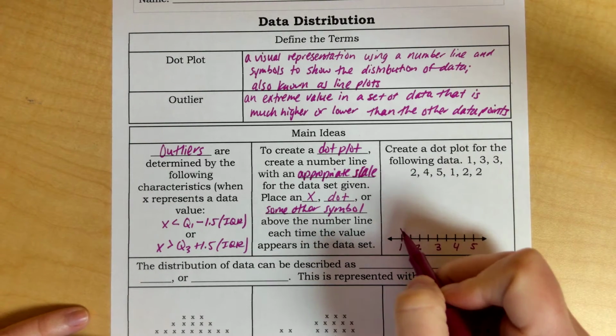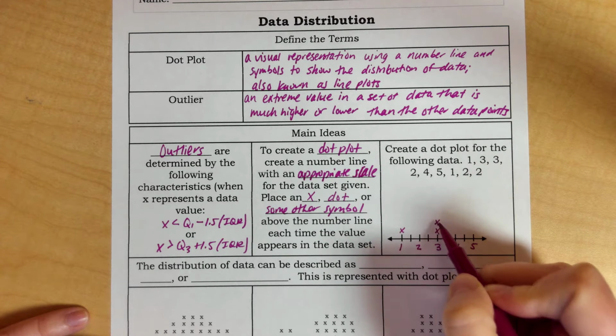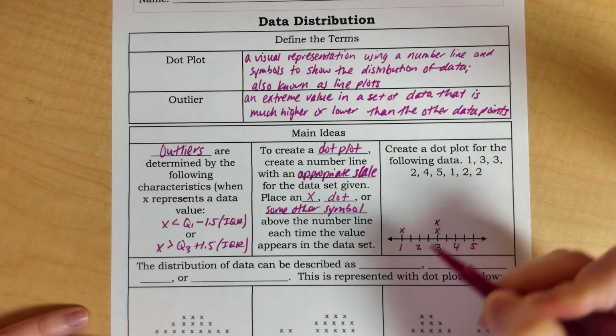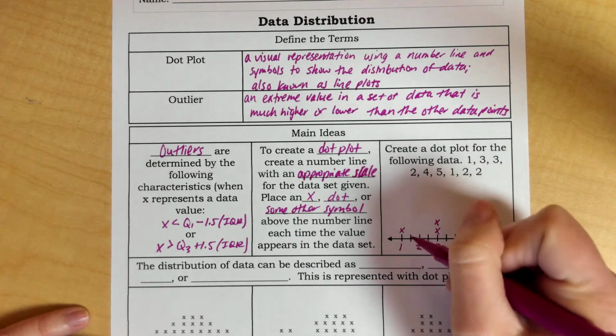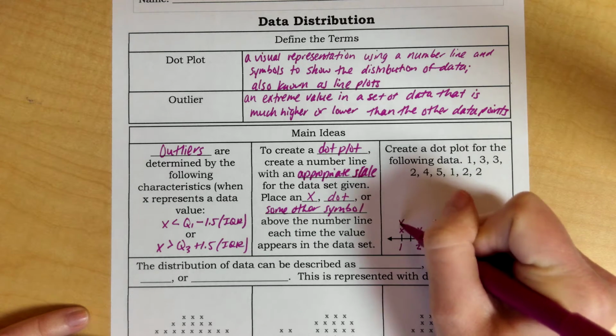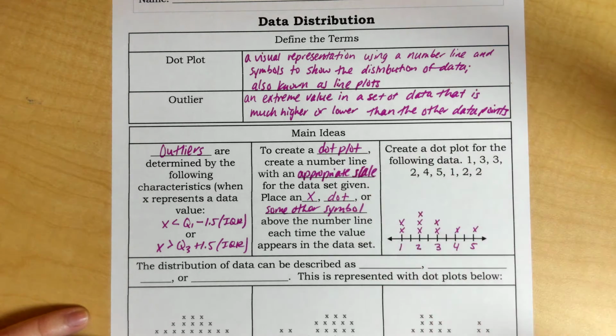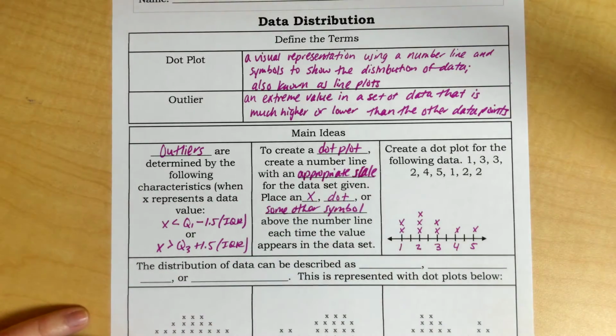So I have a 1, I'm going to put an X. 3, I'm going to put an X. I have another 3, so I'm going to put an X on top of that one. Okay, it's going to be vertical, so you can see the frequency of that value. 2, and then I have a 4, a 5, another 1, another 2, and another 2. Okay, and so this is the dot plot here for this data.